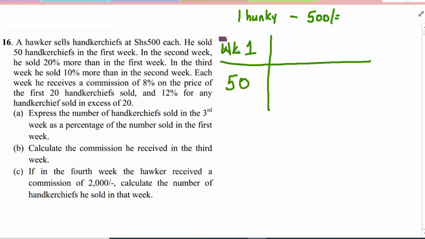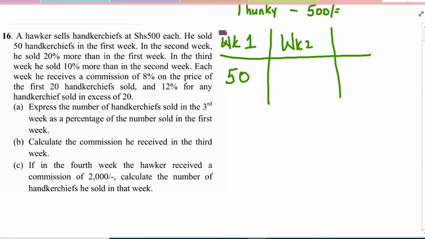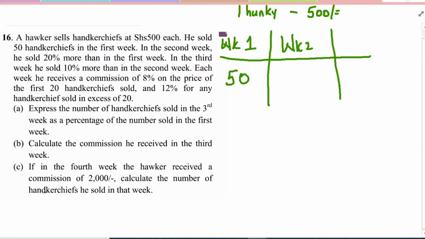In the second week, he sold 20% more than in the first week. So in week 2, he sells 20% more. So what is 20% of 50? 20% of 50 is 10. So in the second week, he sells 20% more, meaning that it is 10 plus 50. Let me do the working here. Let me just move slowly for some of my people here. I don't want to lose anyone. So 20% times 50, this goes with that, this goes with that, this is 10. So 20% of 50 is 10.